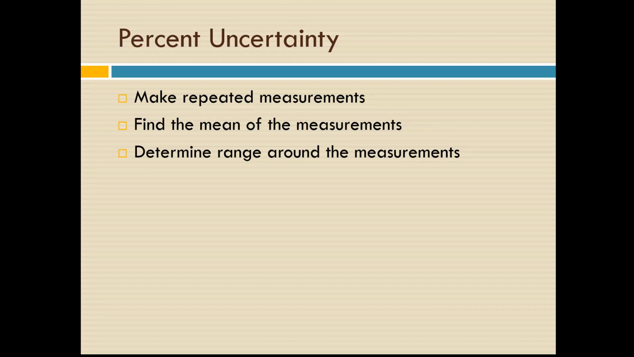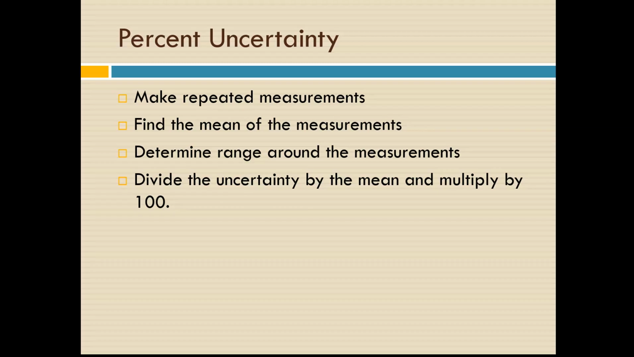Do you see where I'm going here, guys? Okay. Then, from that, we determine what the maximum and the minimum range is. Once we determine what the range plus and the range minus are, we can then take that number, divide that by the mean, and that gives us the percent uncertainty. You following along with me, guys?